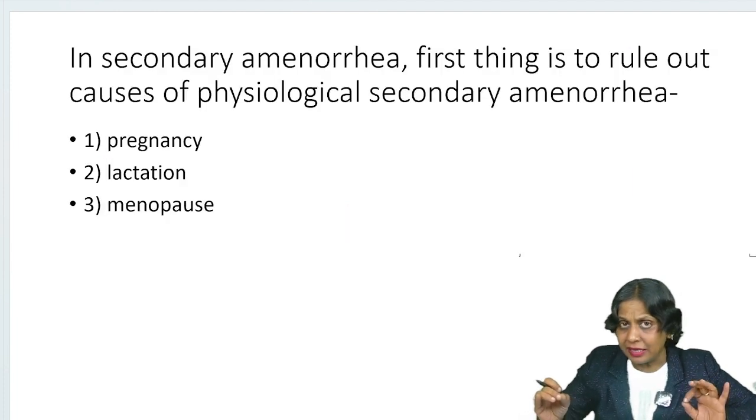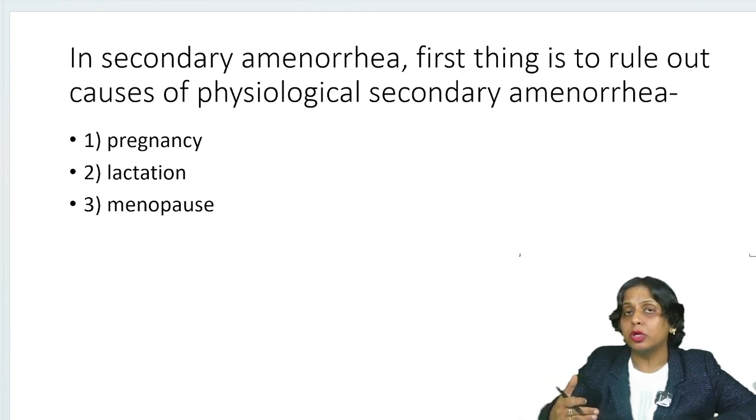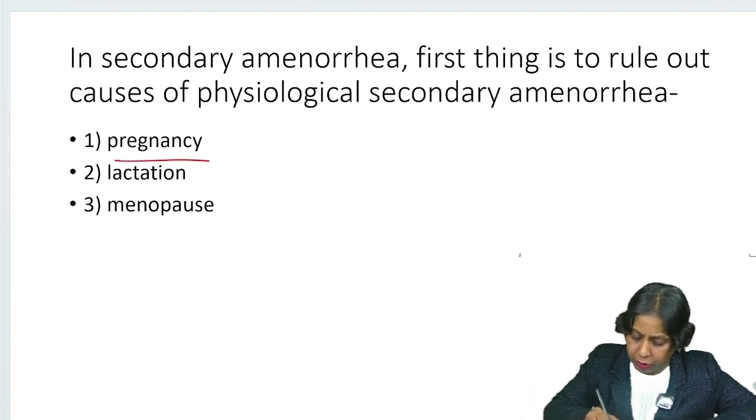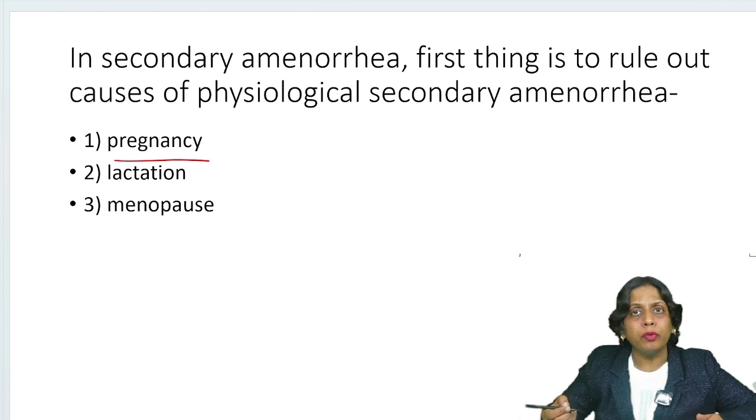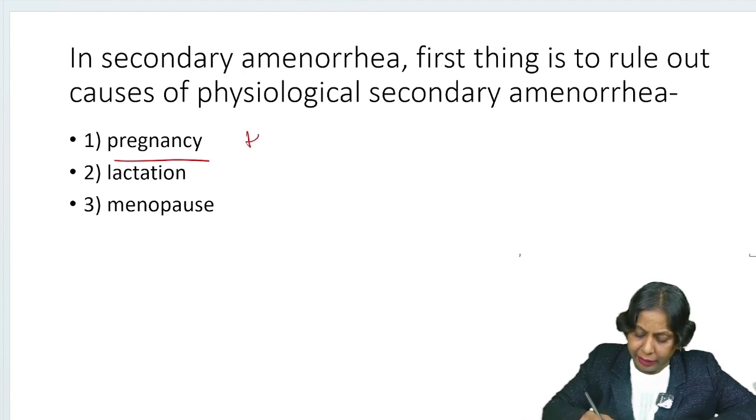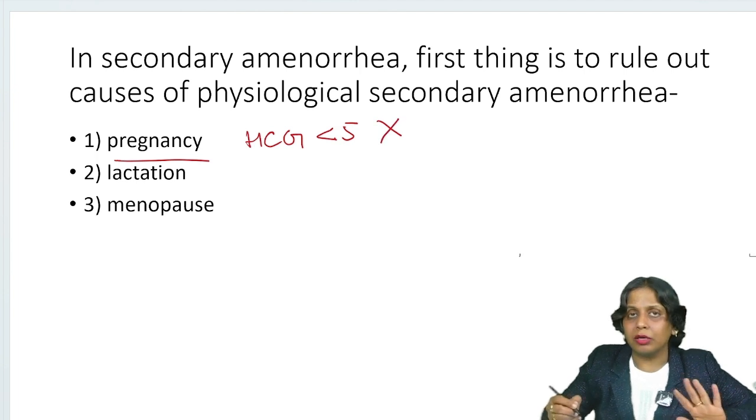Now, in secondary amenorrhea, whenever a patient comes with it, the first thing we are going to do is rule out the physiological causes of secondary amenorrhea. The most common physiological cause is pregnancy. How do we rule out pregnancy? By the urine pregnancy test or beta HCG estimation. So here they have clearly given that HCG is less than 5, so it is not a case of pregnancy, right?